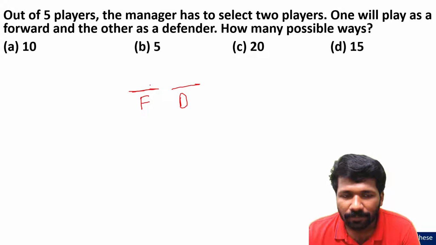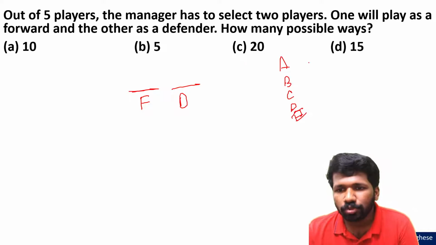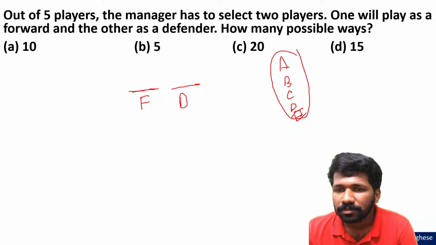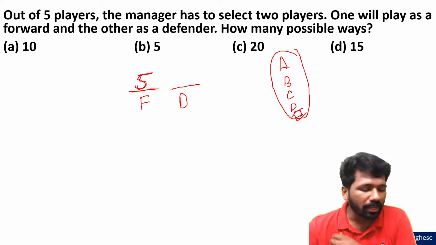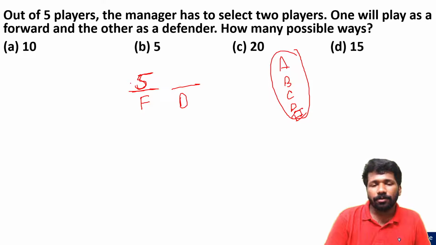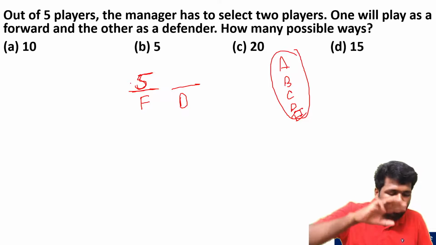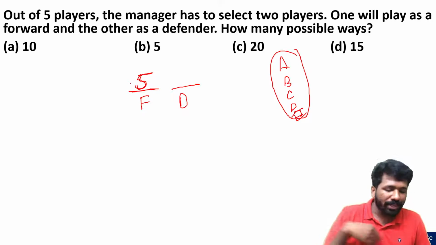Order matters means if A, B, C, D, E are the 5 people, 5 players are there. I want to choose one person to be the forward player from these 5 people. That means forward can be chosen in 5 ways. Forward can be chosen in 5 ways. Compare it with the concept I told you day before yesterday, that from 3 shirts and 2 pants, how many outfits are possible? So shirts can be chosen in 3 ways, pants can be chosen in 2 ways.